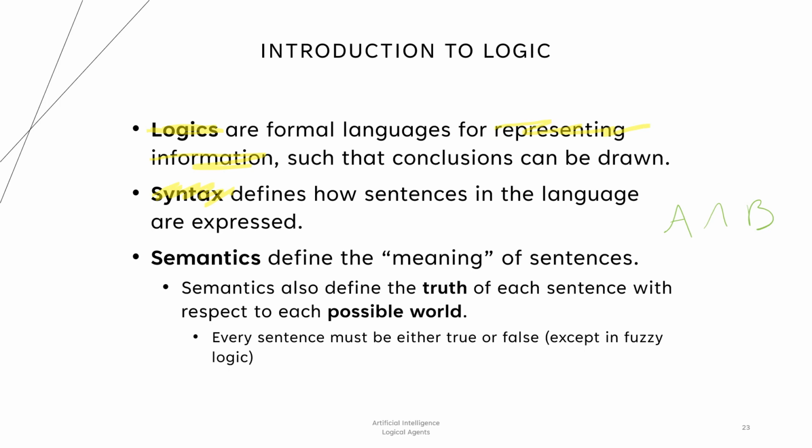So semantics define the truth of each sentence with respect to each possible world. You can think of a possible world kind of like a possible state for the simulation. It's also maybe not as tightly defined as a model, which we'll get to later, so it's kind of flexible, but basically defining, is a sentence true in a certain context? And every sentence must be either true or false, so Boolean values, 1 or 0. Except in fuzzy logic where you have truth on a scale, but that's a different topic for chapter 13 if you want to check it out.